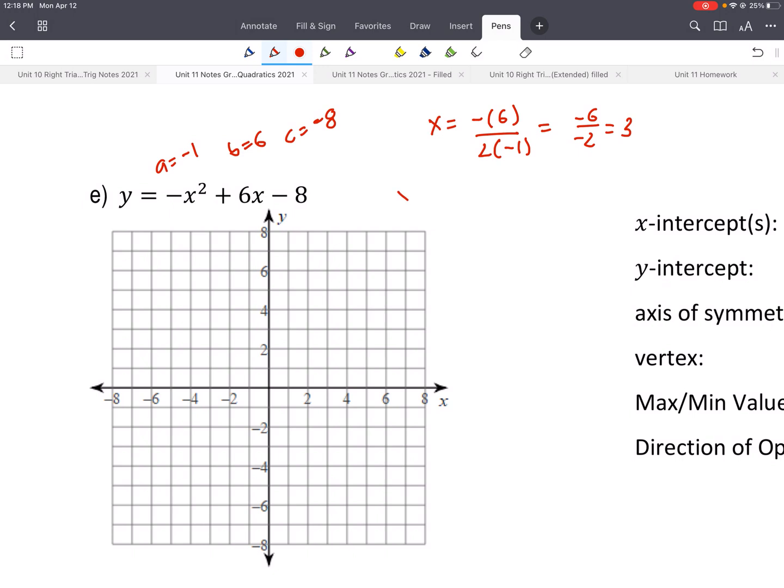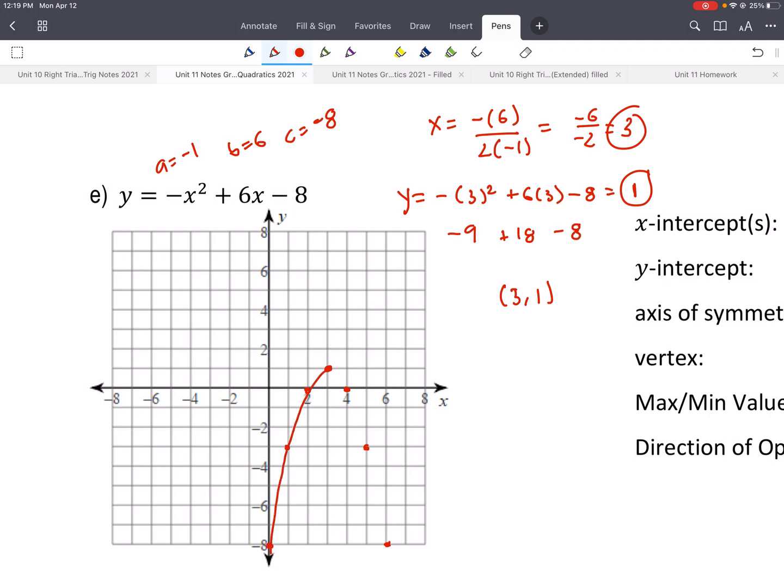Then we'd plug that 3 in, we'd get y equals -3 squared plus 6 times 3 minus 8. Plug that all in, we get -9 plus 18 minus 8. And I think that will give us 1. So our vertex should be 3, 1. Okay, and then we'll use our growth pattern. It opens down because A is negative. So we go over 1, down 1, over 1, down 3, over 1, down 5 on both sides.